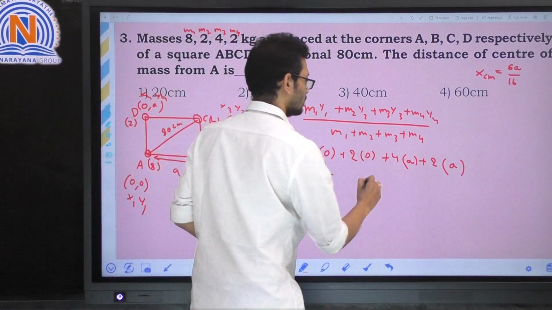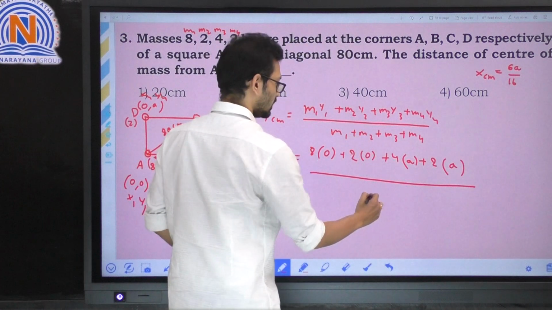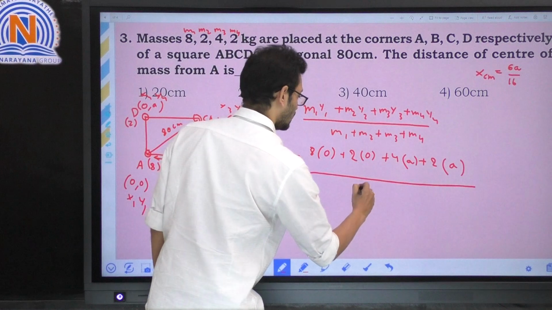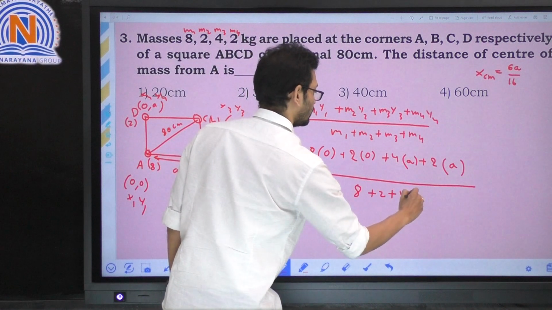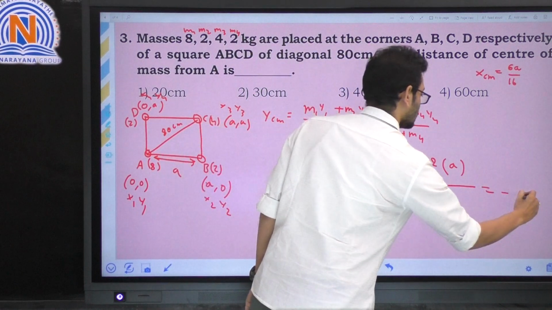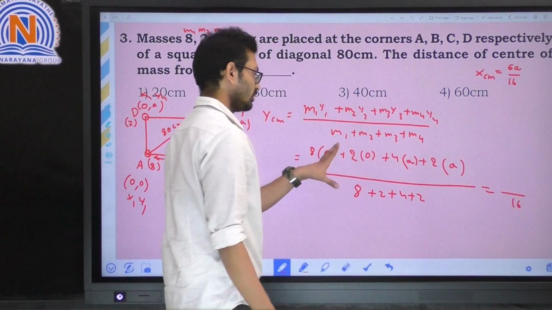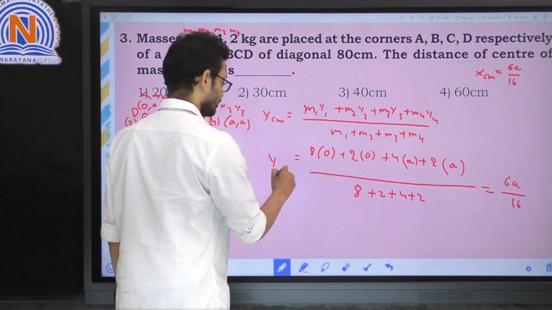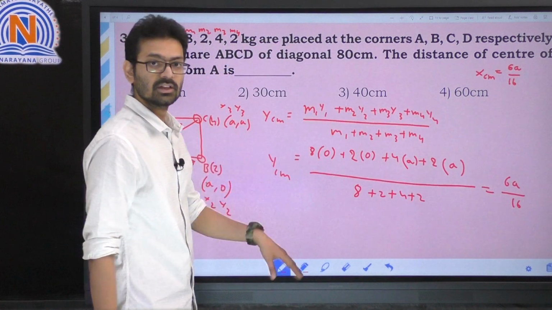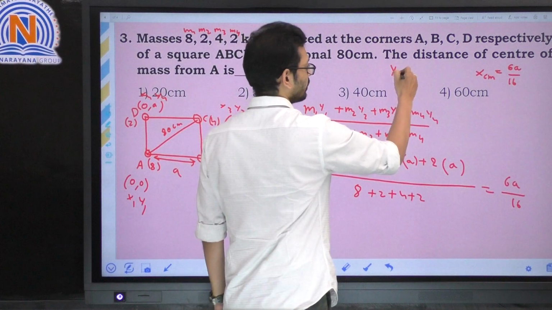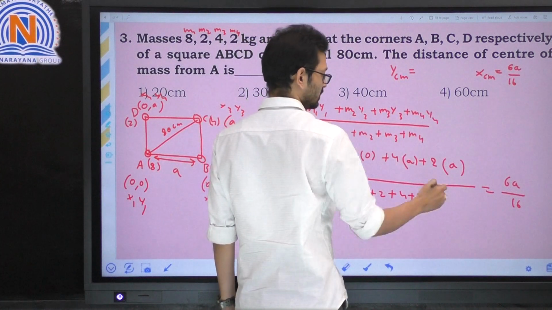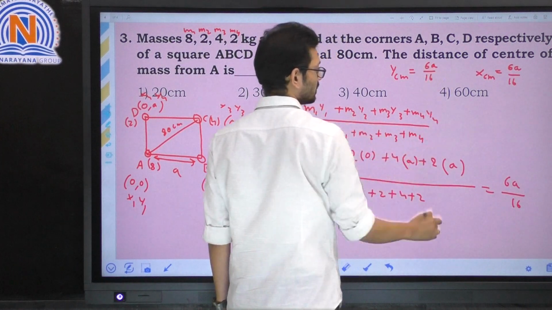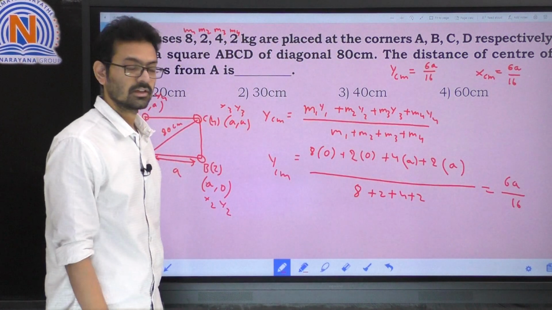Okay, so again you will get 16 in the denominator. If you add all this, 8 plus 2 plus 4 plus 2, you will get 16, and in the numerator you will get 6a. This is nothing but the y center of mass. Now let me write y center of mass also over here. Y center of mass is given as 6a by 16.